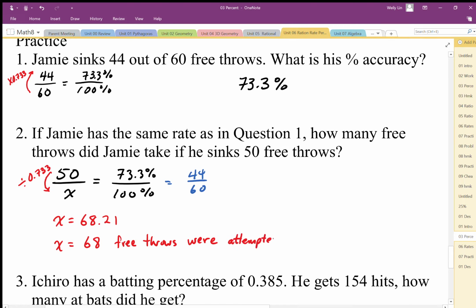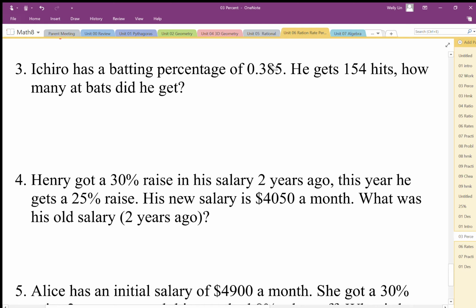Here we have Ichiro, one of the greatest baseball players of all time. His batting percentage is .385. So that's our decimal percentage. So that's approximately 38.5%. He gets 154 hits. How many at-bats did he get?